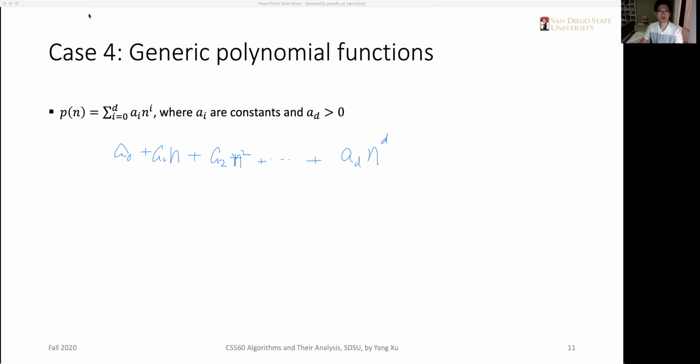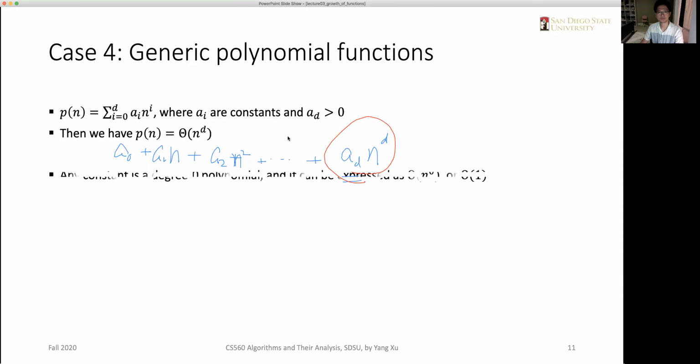And the highest order term has a positive coefficient. So in this case, it's a very general form of polynomial functions. And in this case, we will have the function belong to the big theta of the highest order term, the big theta of n to the power of d. So it's totally determined by the highest order term here.